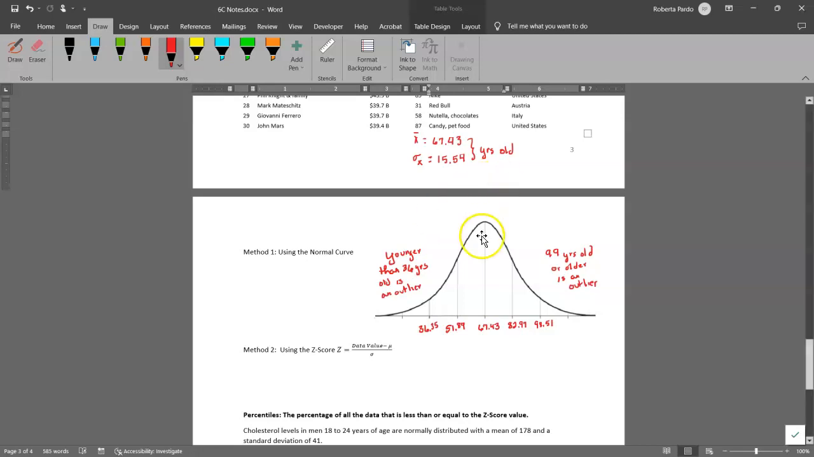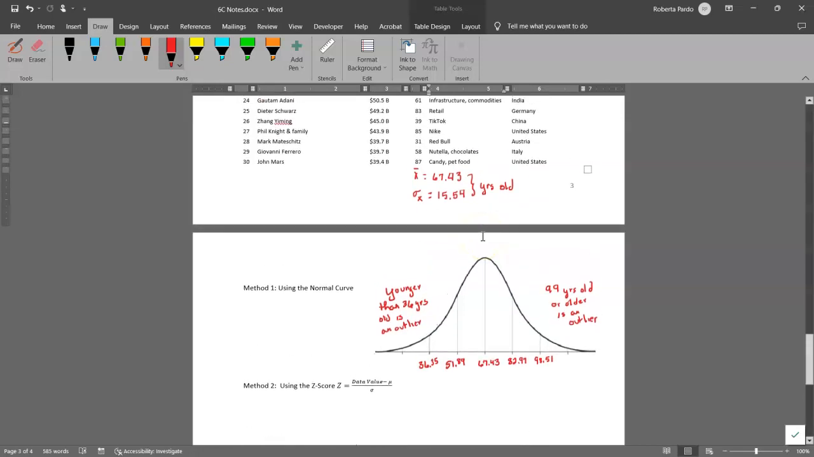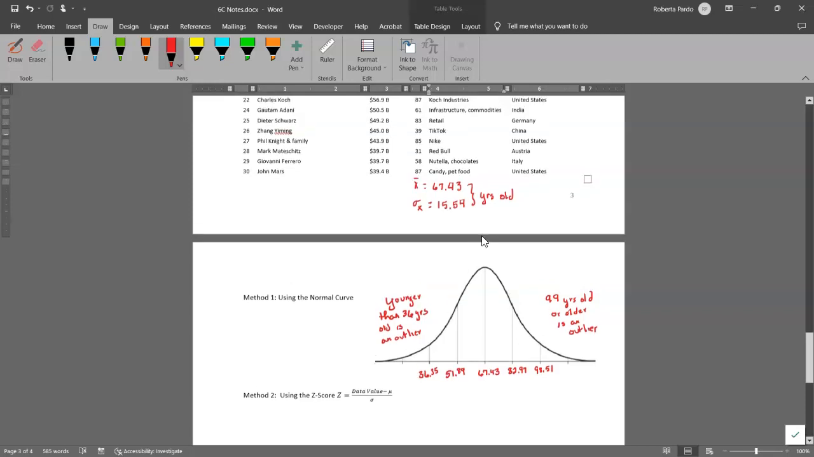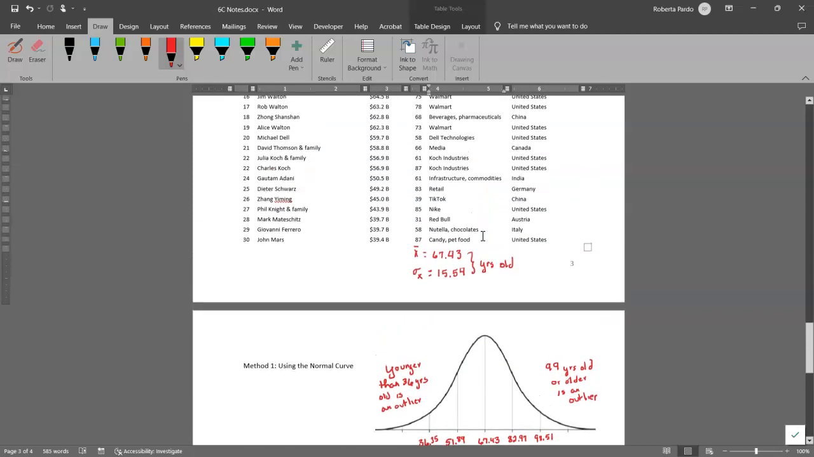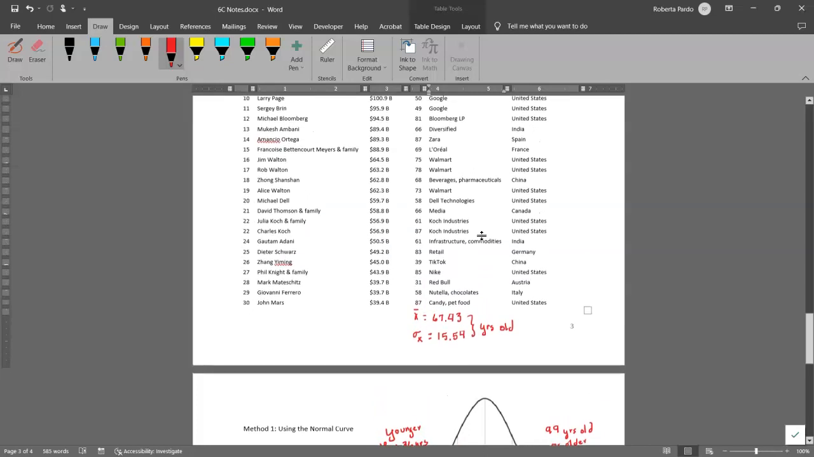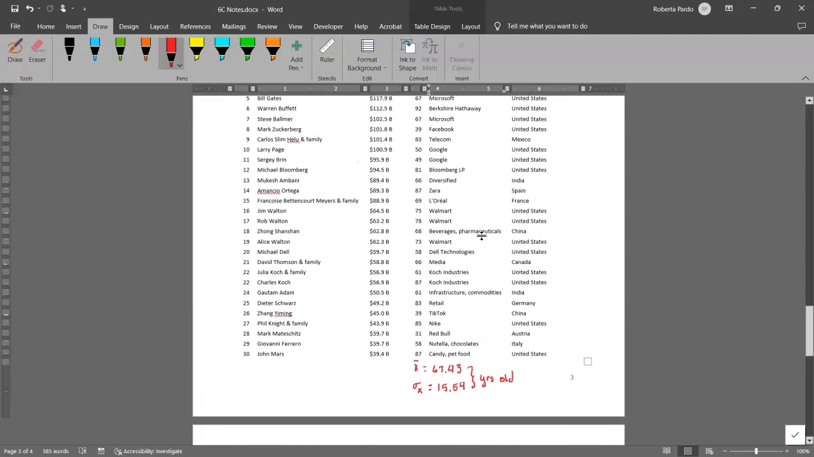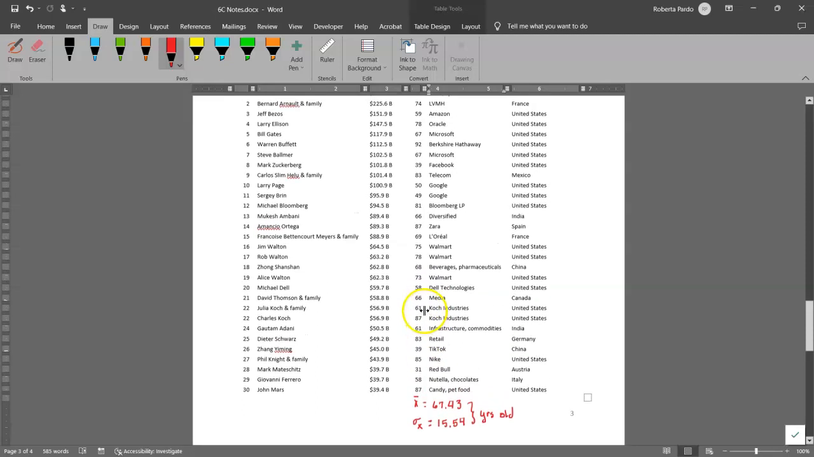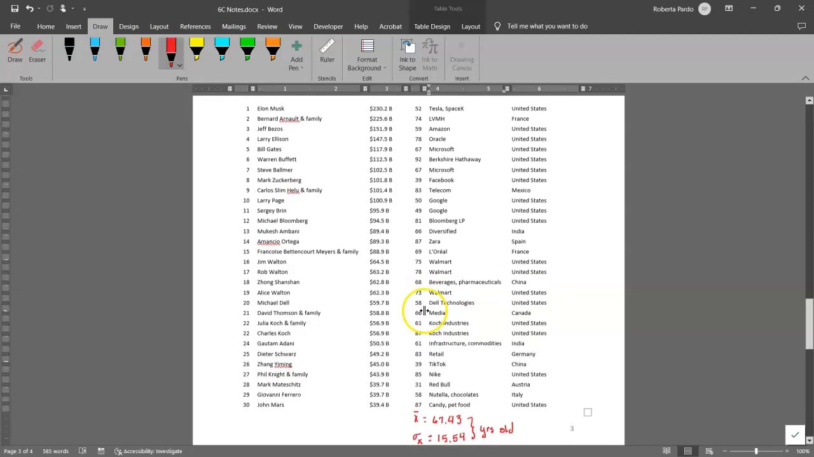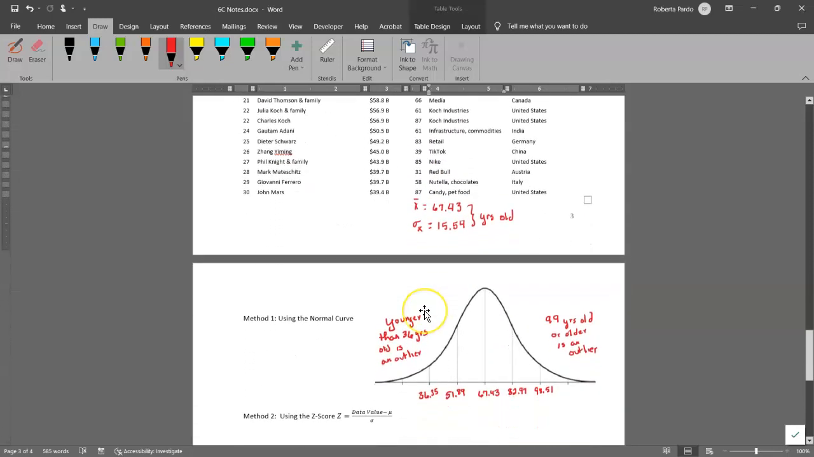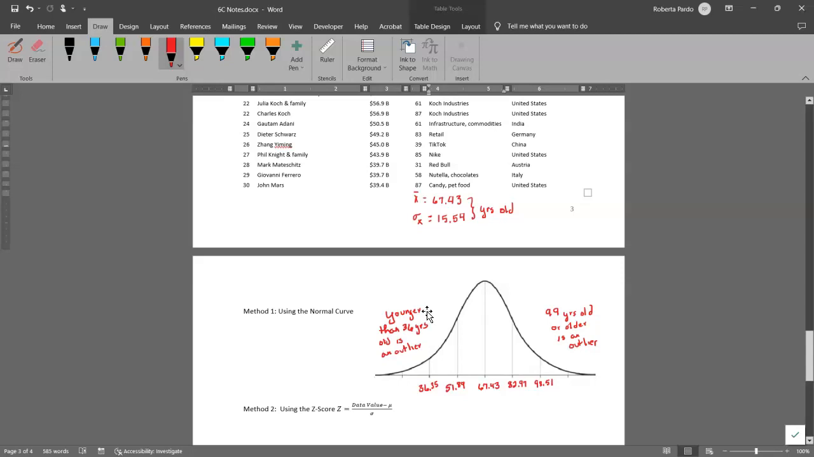All right, let's look through our data and see if we have any 99-year-olds or older, or 36 and younger. Scrolling through our data, it does not look like we have anyone below 39, and nobody 99 and above. So it looks like all the ages are considered normal.